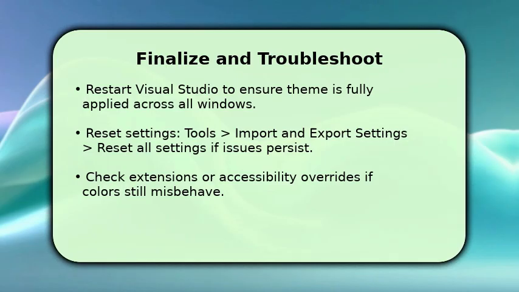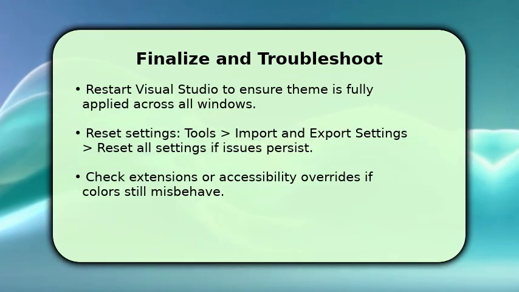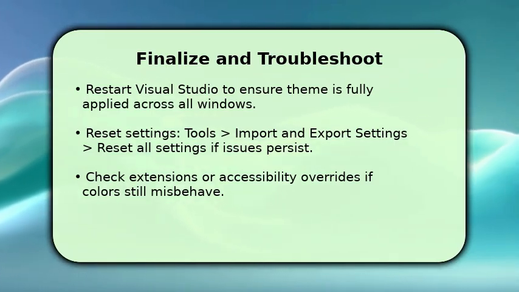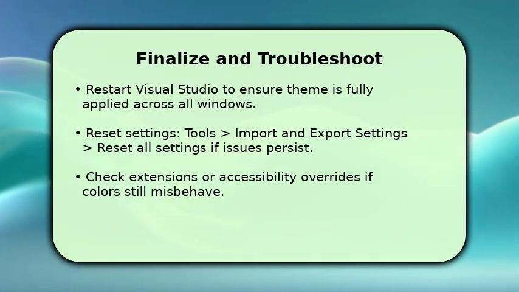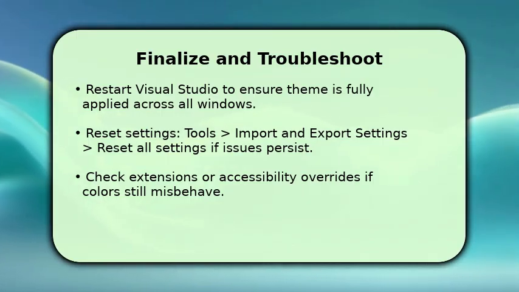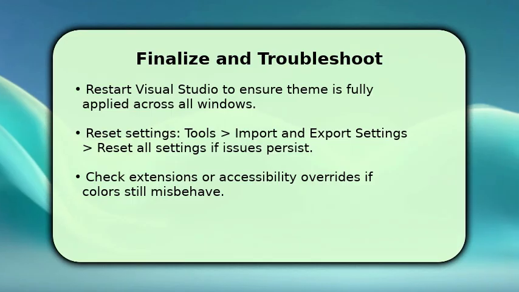If some UI elements still show the old look, use Tools, Import, and Export settings and choose Reset All Settings to restore a clean baseline, then reapply your theme. If colors remain incorrect, check for extensions, Windows High Contrast, or accessibility settings that override IDE colors.